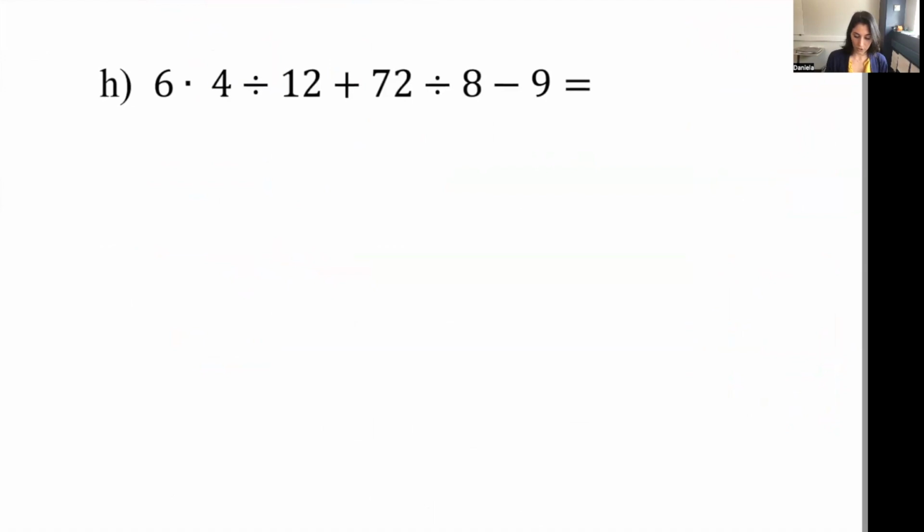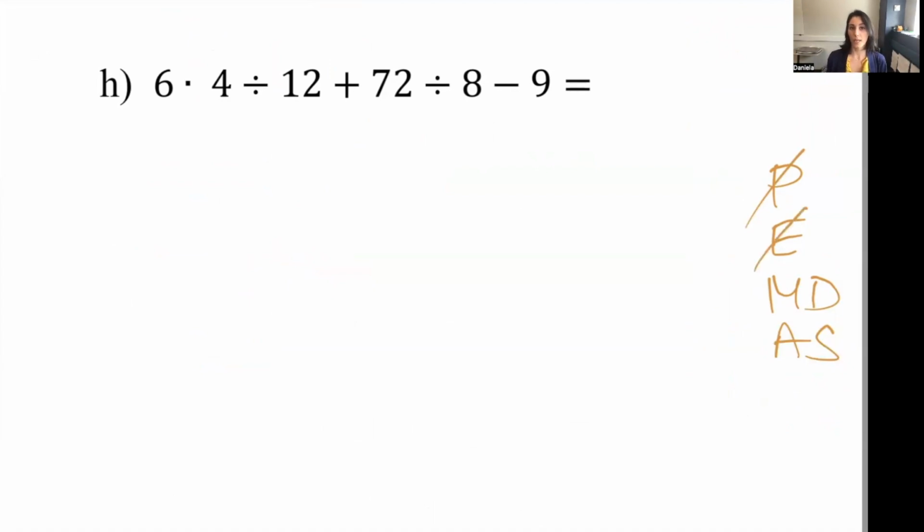So for part H, there's a little bit more going on. So remember, I'll write PEMDAS here on the side. So we do want to use parentheses or the group first. If you look, there's nothing there, so we don't worry about parentheses. Next, you ask yourself, do you have any exponents? Nope, so we're not focused on that.